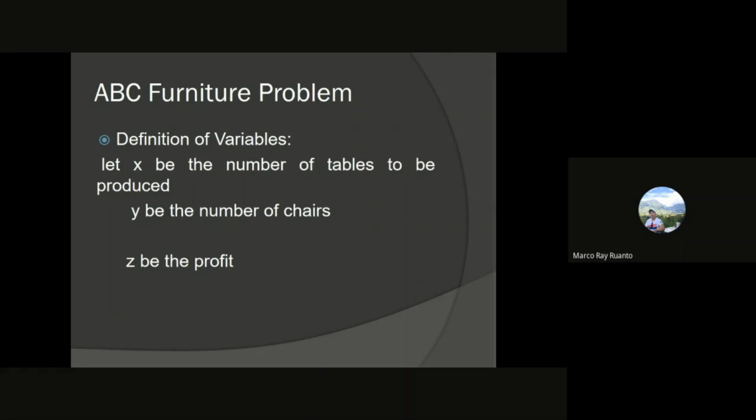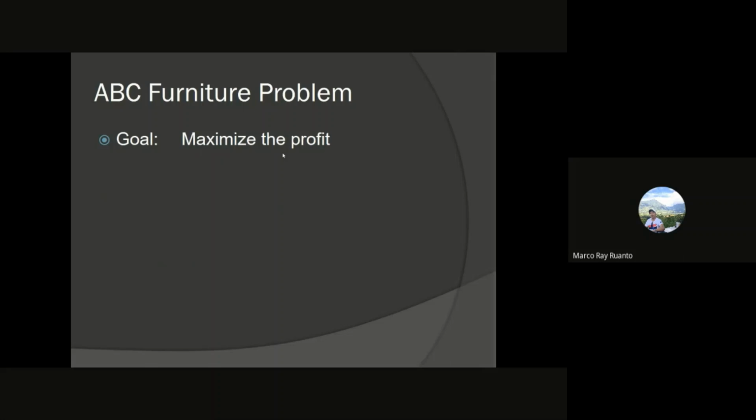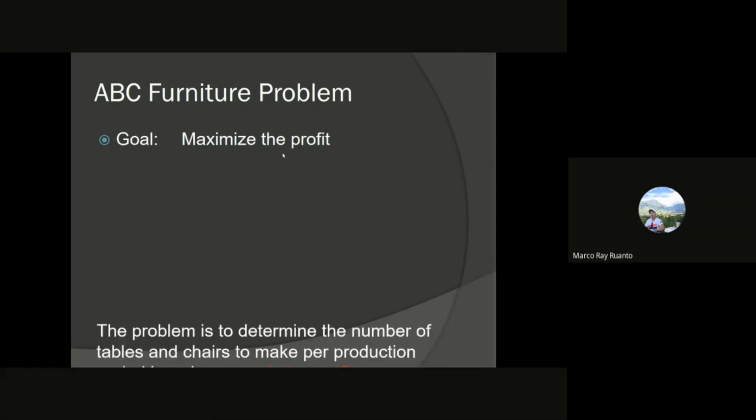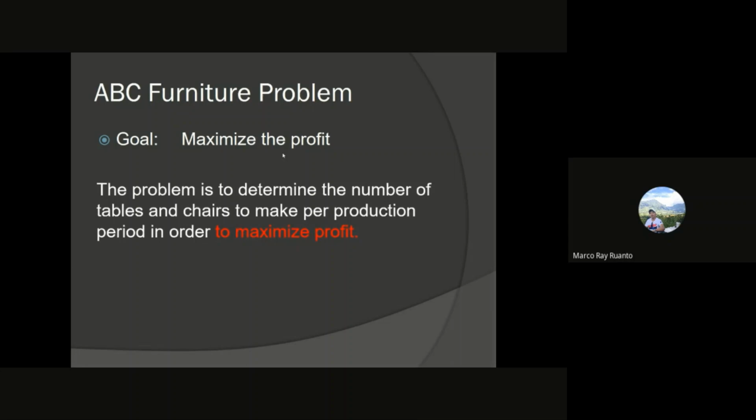The next step is we determine our goals. In this problem, we need to maximize the profit. Particularly, the goal of the problem is to determine the number of tables and chairs to make per production period in order to maximize the profit. So that is our main goal.